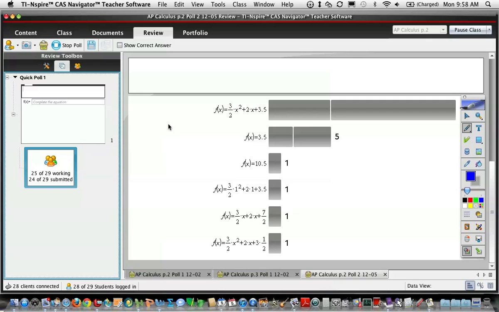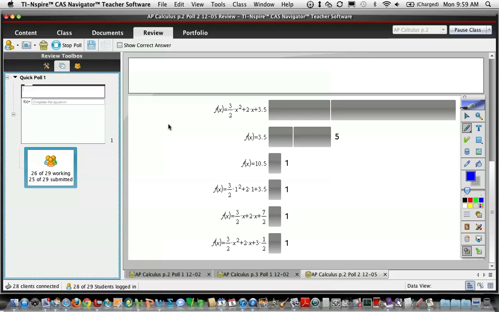But anyway, we get c equals 3.5. But we're not done. Feels like we're done, right? We did this in algebra, and you were done when you got to this point. We're not done. The general solution then says take the 3.5, put it back there for c, and our answer is, as many of you put here, f of x equals 3 halves x squared plus 2x plus 3.5.